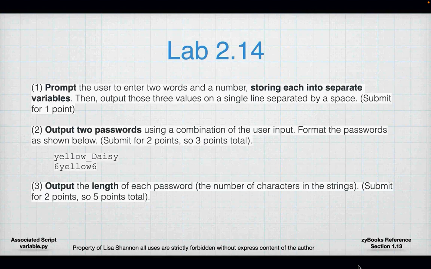We know pretty much how to do the first one, because we're going to just input three different variables, then output the three values on a single line separated by a space. So that's going to be a print statement, probably with a format. The second one is going to be a print statement with a format. And the third one is going to use the len function, L-E-N, and they do talk about that in section two, but that's how you're going to get the length.